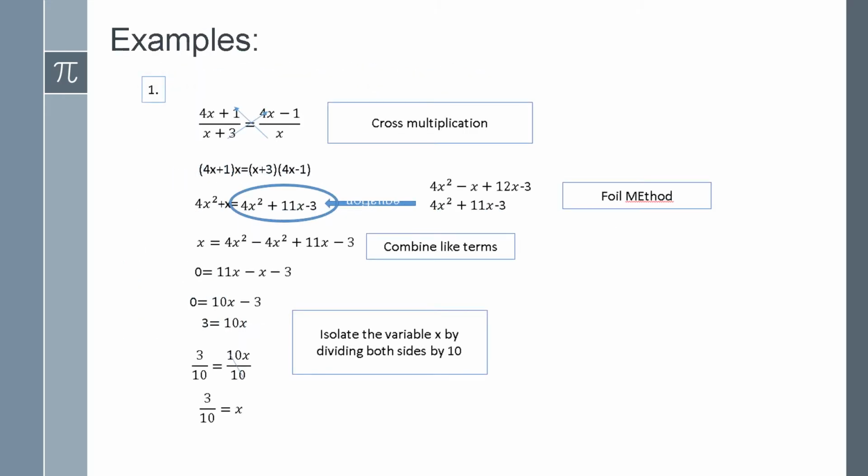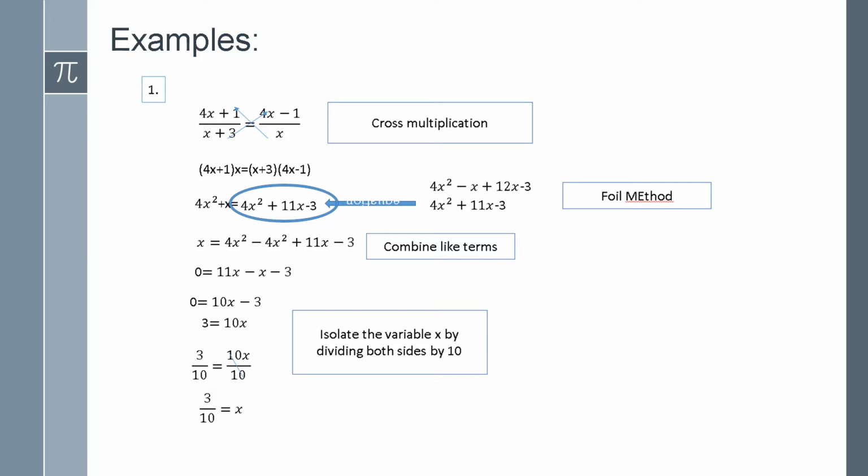The first example is 4x plus 1 over x plus 3 is equal to 4x minus 1 over x. Kapag ganito yung form niya, yung may equal sign sa gitna ng dalawang rational expression, automatic ang first step natin dito ay cross multiplication. Meaning, imumultiply natin yung numerator ng nasa kaliwa sa denominator ng nasa kanan, and then imumultiply naman yung denominator ng nasa kaliwa sa numerator ng nasa kanan. So, the resulting equation will be the quantity 4x plus 1 times x is equal to the quantity x plus 3 times the quantity 4x minus 1. So, meaning, hindi pa siya nakasimplify.